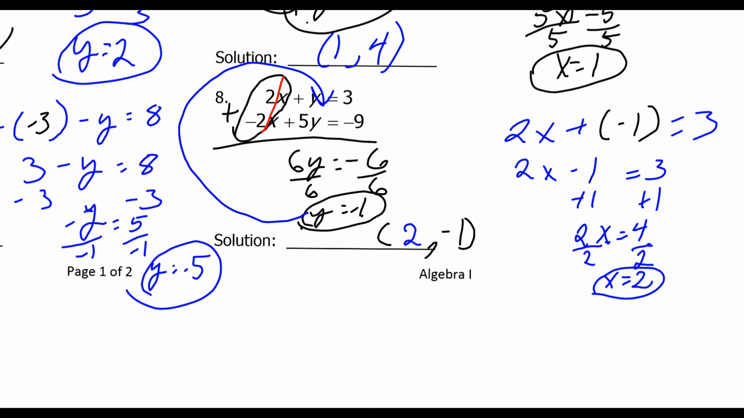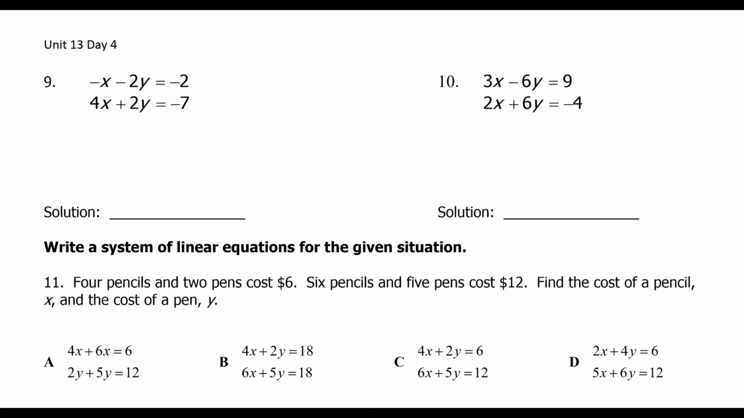Okay, so continuing our discussion from earlier, we're still doing elimination. On number 9, what do you think would be a good idea for our elimination, our zero pair? You should probably be thinking about these 2's right here. Notice one's positive, one's negative. It's going to eliminate very nicely.